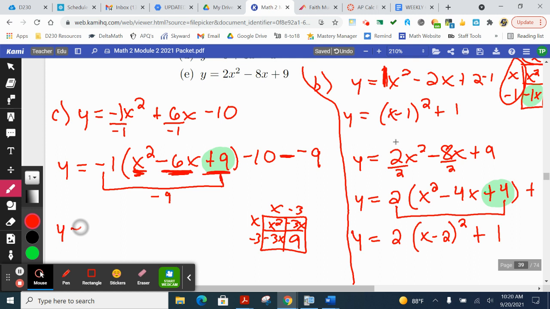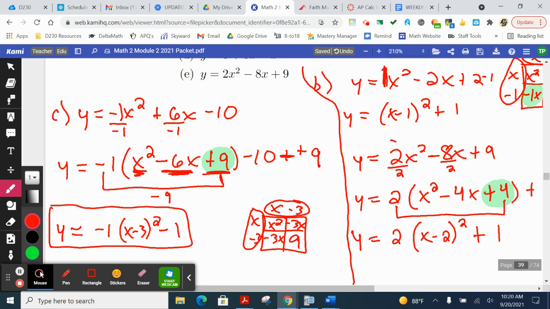So final answer. The negative 1 is in front. I had x minus 3 times x minus 3, so that is an x minus 3 squared. When we now do this out here, this is really a negative 10 minus a negative, which is the same as adding 9. So we then get a minus 1 on the back side. This is our vertex form of that parabola. That is pretty sneaky. That's pretty tricky. All right.